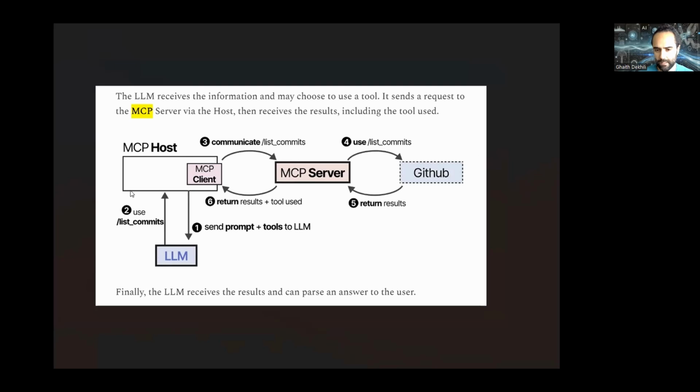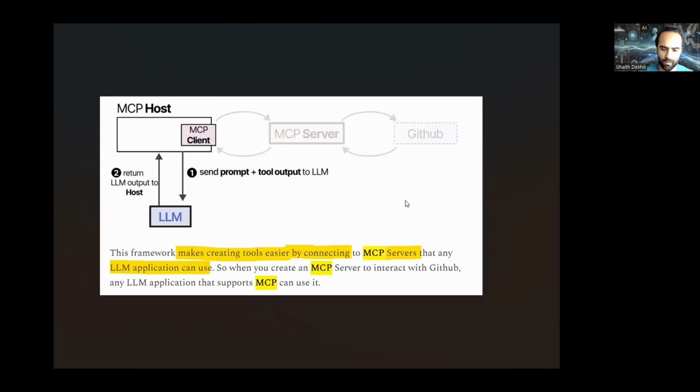This query will be sent to the MCP server via the MCP host. The list commits function will be invoked at this step. And here we are querying GitHub because we want to summarize the last 5 commits. So here our external data source is GitHub. Once we have the results, these will be returned with the used tool. And finally, the LLM parses the answer and reformulates it to return it to the host, so to the user. And this is how tool creation becomes far easier and any LLM application can use it.